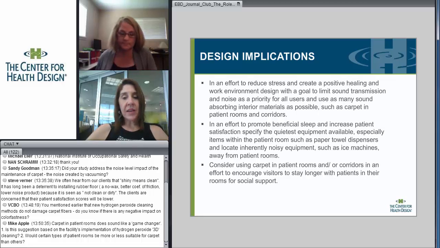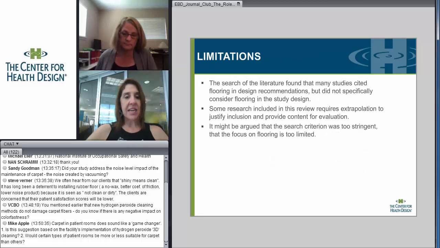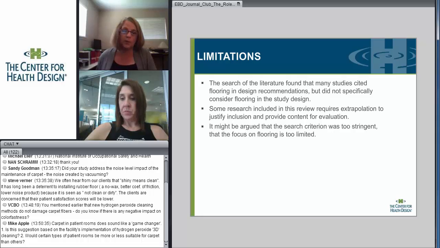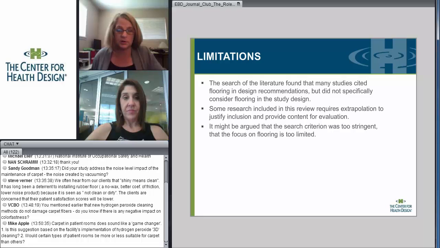So I think the next slide I have here is, in fact, on the limitations. So you could just talk about that a little bit. That would be helpful. Sure. Part of our limitations, well, in our methodology, we call that what the criteria was for inclusion. Okay, so we started with that.